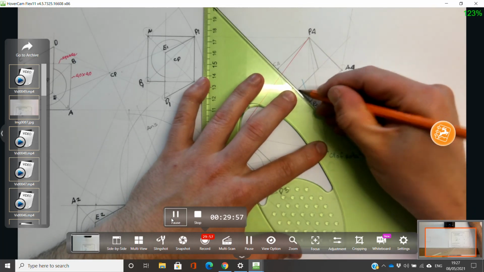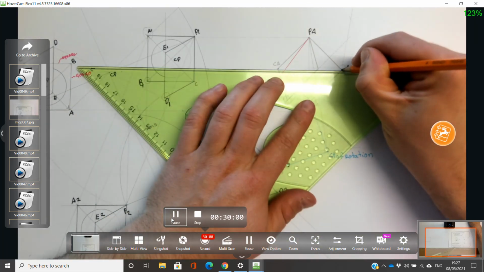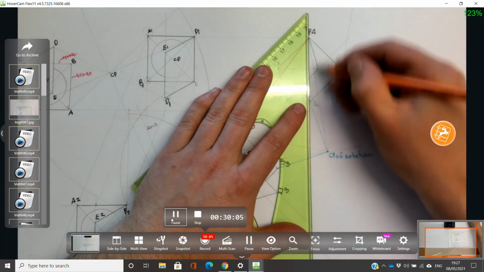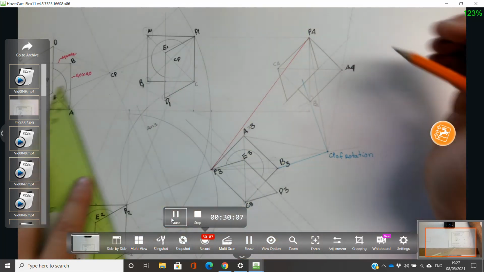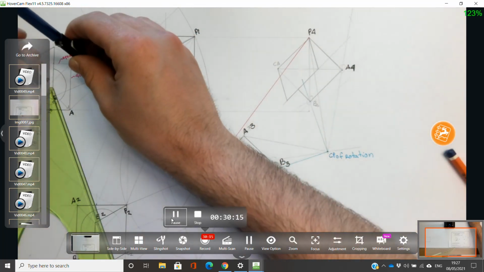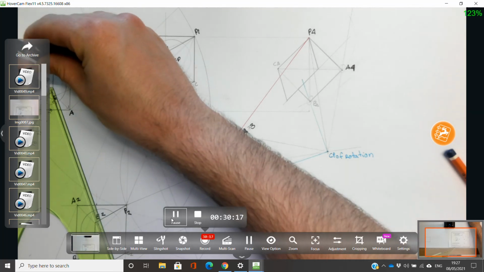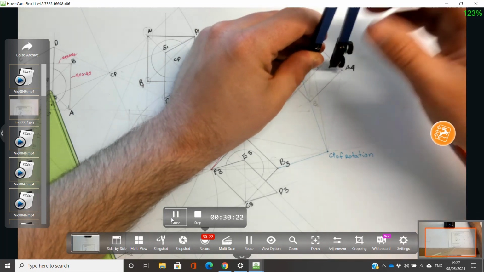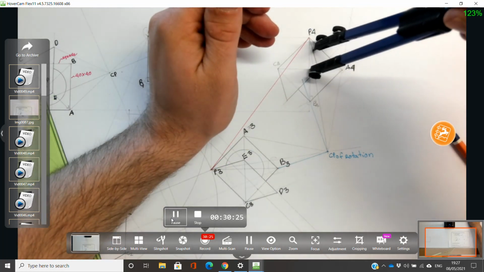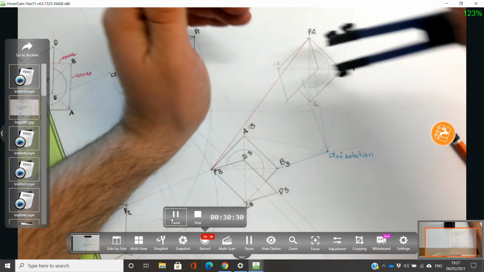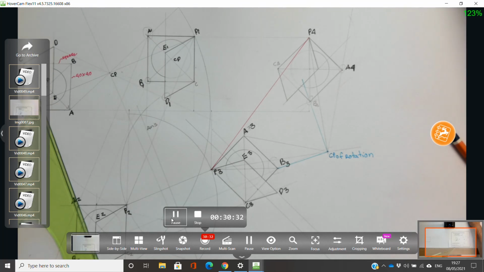And then we can join the diagonals, and then we can draw in our circle. So it's radius 16. There we go. Now I'll heavy them in and that'll be it done.